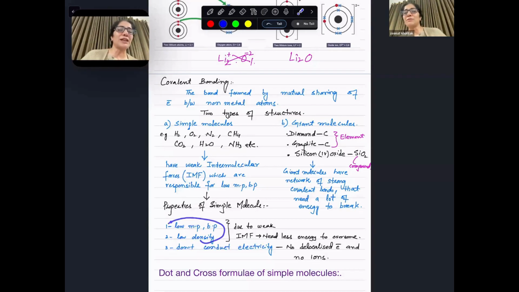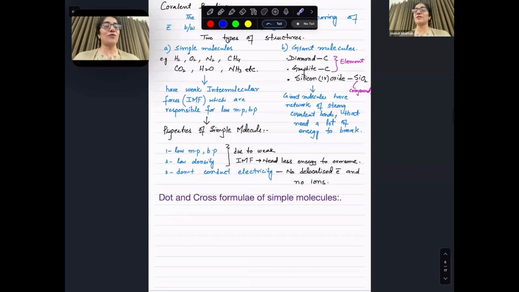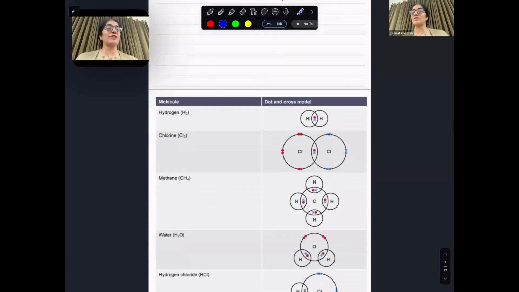Why do they have low melting and boiling points? Because of weak intermolecular forces. These are your answers, nothing else. Why am I giving you the notes? So that you write what is required. Okay, so for the dot and cross diagrams, these are simple, this we have done.